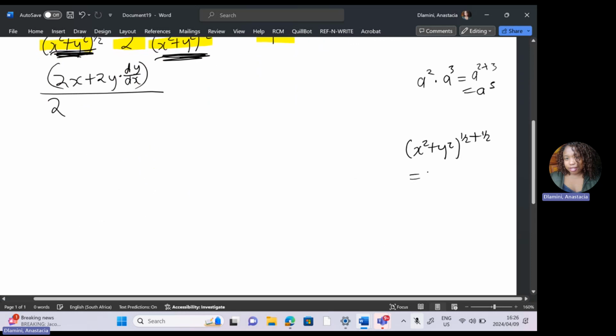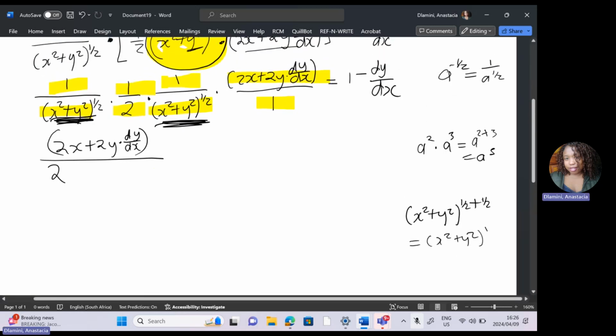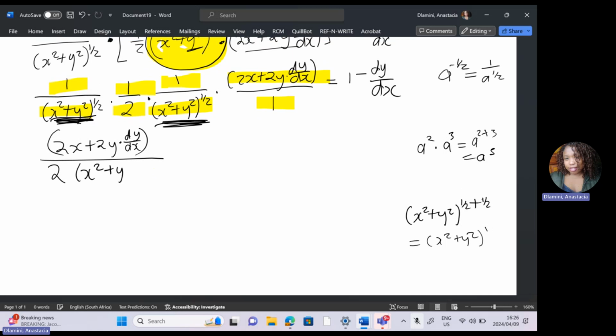So therefore this would just be equal to x squared plus y squared to the power of 1, which is just x squared plus y squared. So then we write it here. So this is x squared plus y squared to the power of 1, if we want to still write that 1. So then this is equal to 1 minus dy over dx.